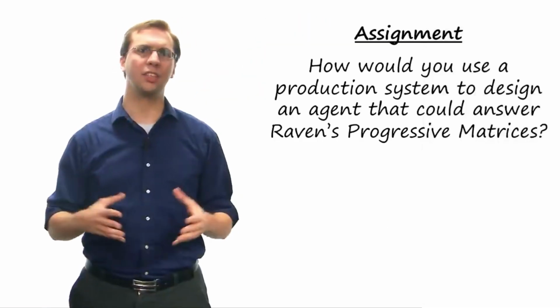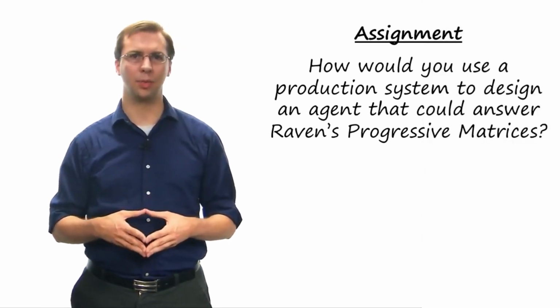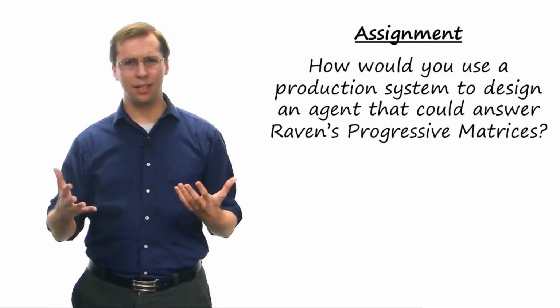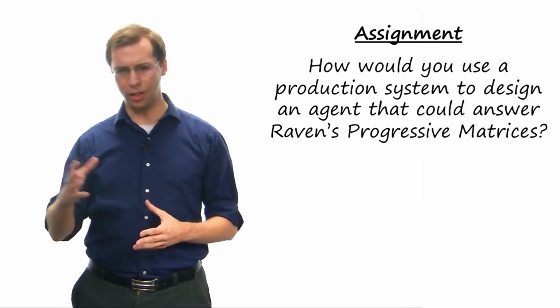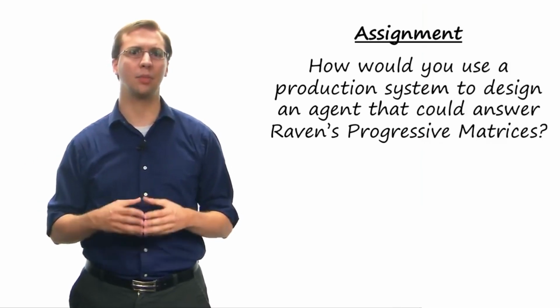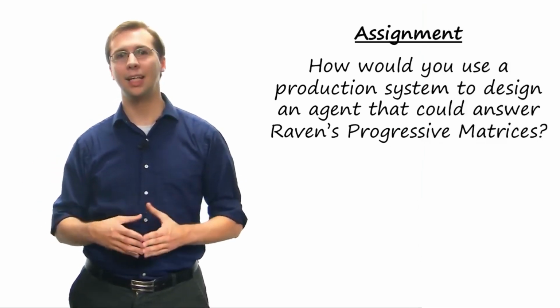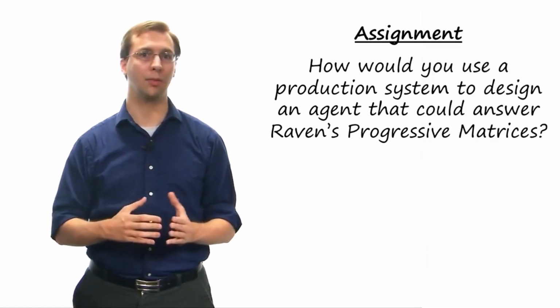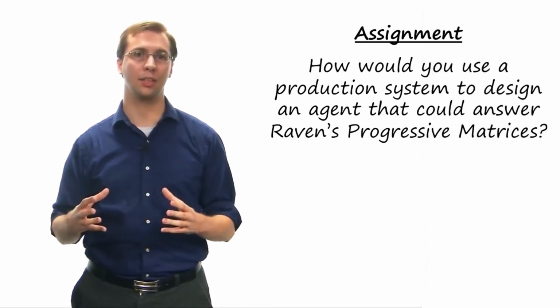So how would you use a production system to design an agent that can solve Raven's progressive matrices? We can think about this at two different levels. At one level, we can imagine a production system that's able to address any incoming problem. It has a set of rules for what to look for in a new problem, and it knows how to reply when it finds those things.